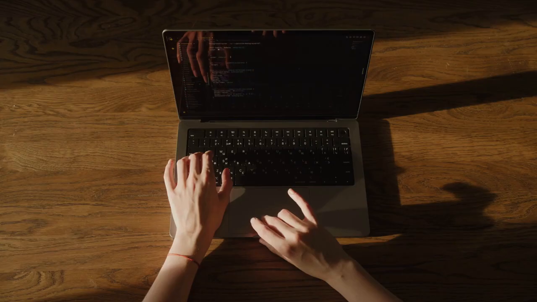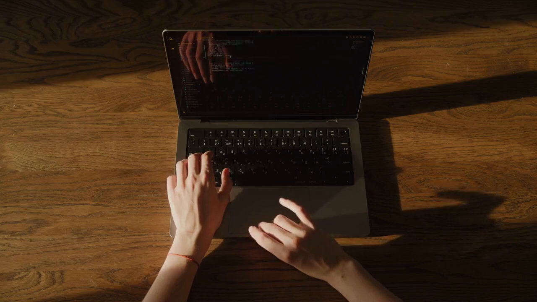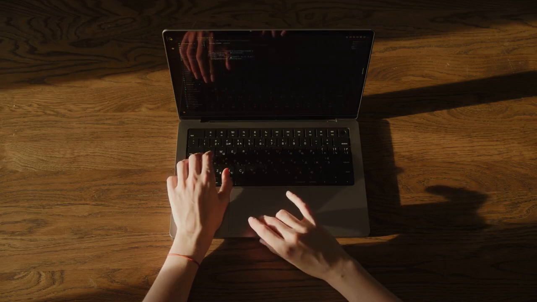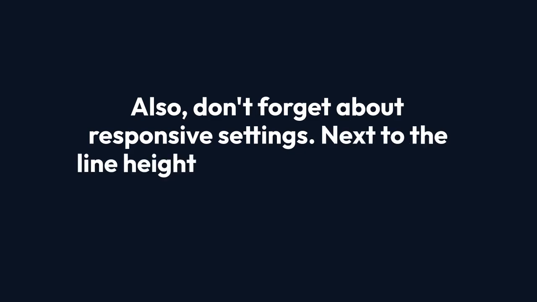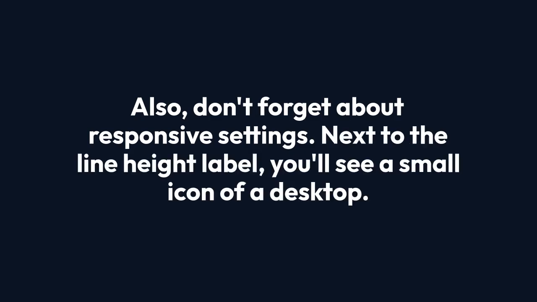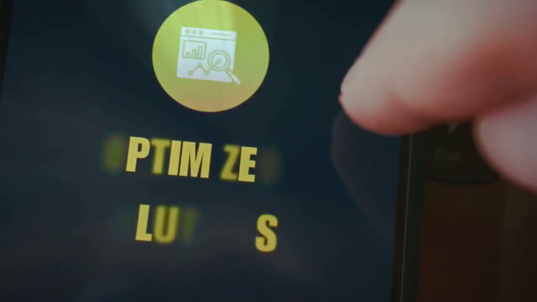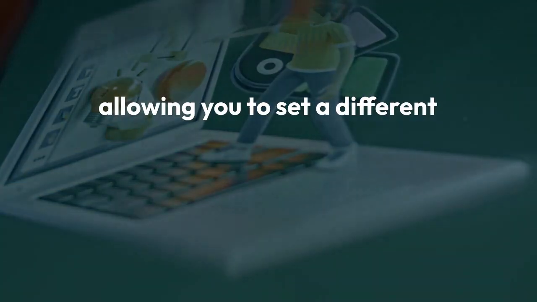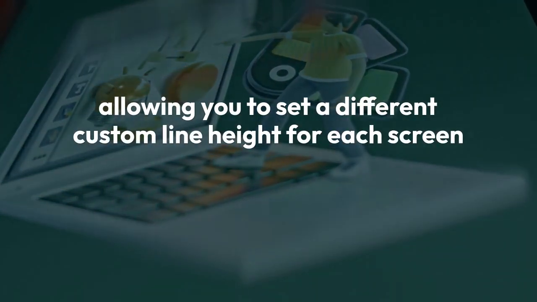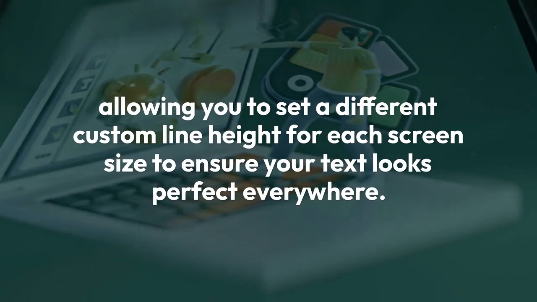As you adjust the slider or type in a number, you can see the changes happen in real time on your page, allowing you to find the perfect balance. Also, don't forget about responsive settings. Next to the line height label, you'll see a small icon of a desktop. You can click on this to switch between desktop, tablet, and mobile views, allowing you to set a different, custom line height for each screen size to ensure your text looks perfect everywhere.